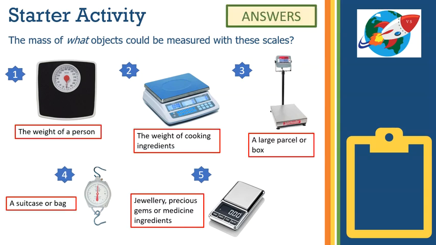Welcome back. Here are the answers to our starter activity. The mass of what objects could be measured with these scales? Well, number 1, you could measure the weight of a person. Number 2, the digital scales, you could measure the weight of cooking ingredients. Number 3, these large scales here, you can measure a large parcel or a box or perhaps a dog at a vet surgery. Number 4, you can measure a suitcase or bag. Number 5, the micro scales, you can measure jewelry, precious gems, or medicine ingredients such as powders and pills, for example.